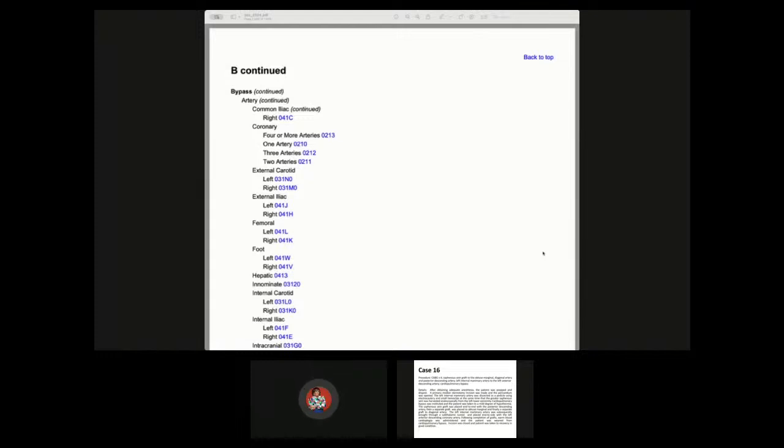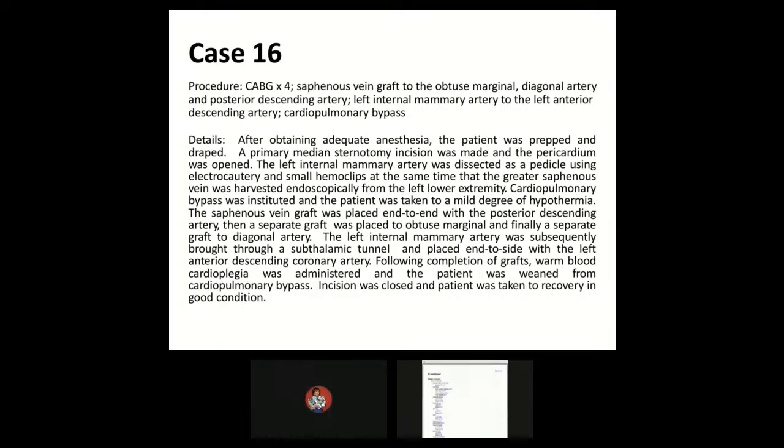But in three of the arteries, they did a device. How do I know? Let me go back to the scenario. So they use the Lima. The left internal mammary artery was subsequently brought through a subthalamic tunnel and placed into side with the left anterior descending artery. And you know what I realized? I didn't even read this whole scenario. So I'm glad I left it up there while I was busy going on in the book.